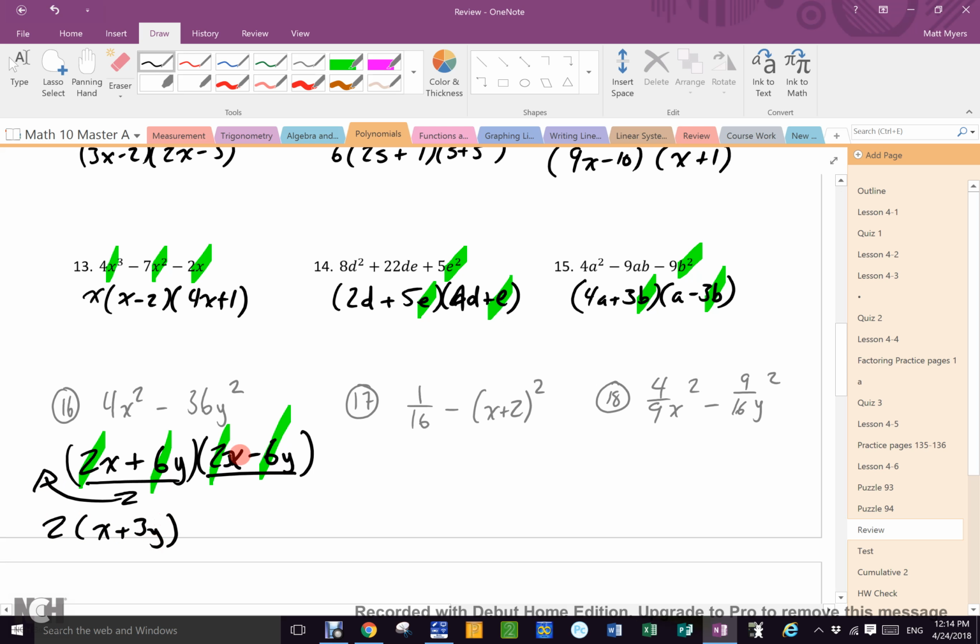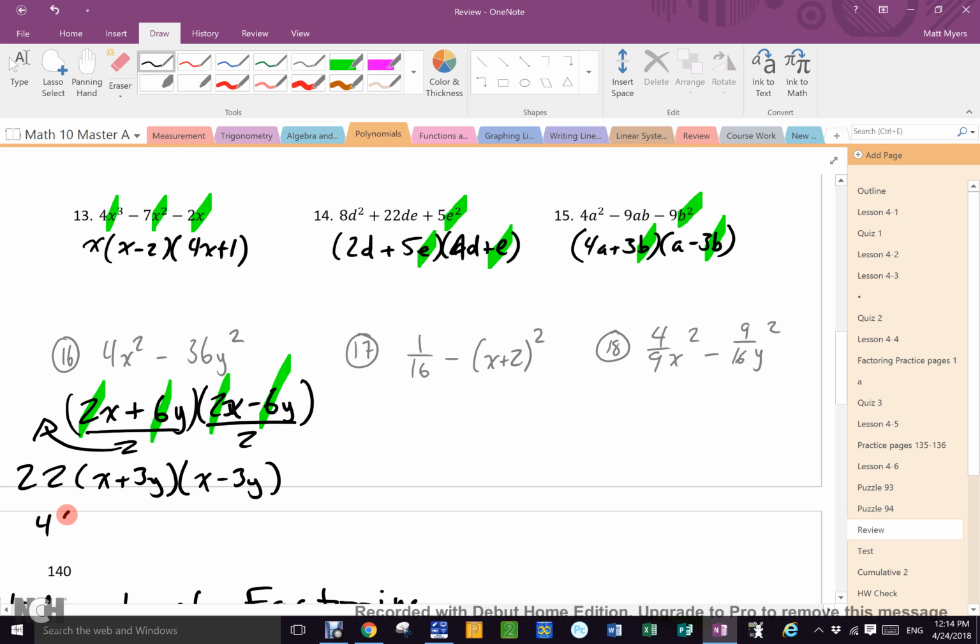What comes out of here? 2. So what goes to the front? 2. What am I left with? x minus 3y. What do I do with 2 and 2? Multiply it together to get 4 times x plus 3y, times x minus 3y. Yeah?